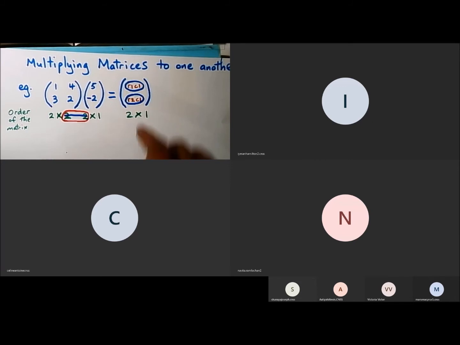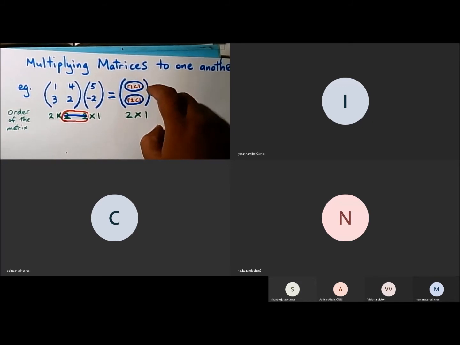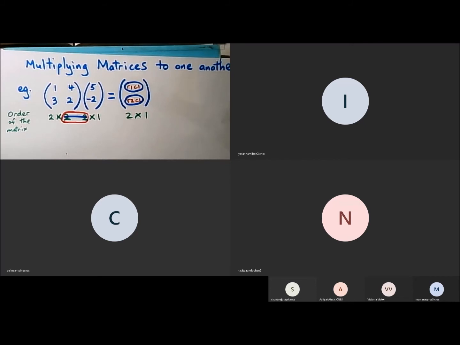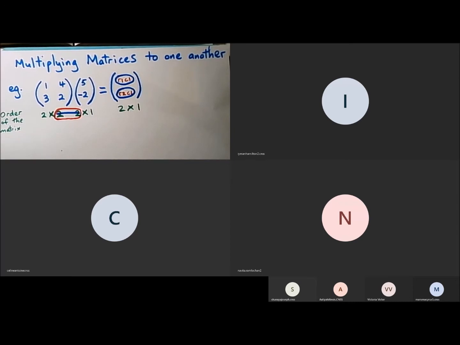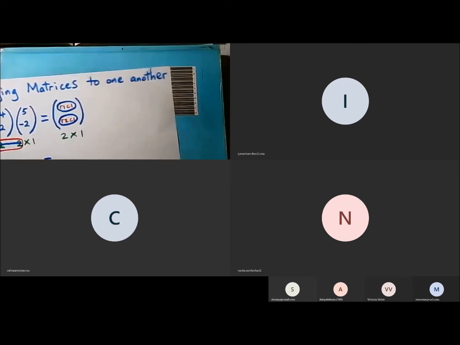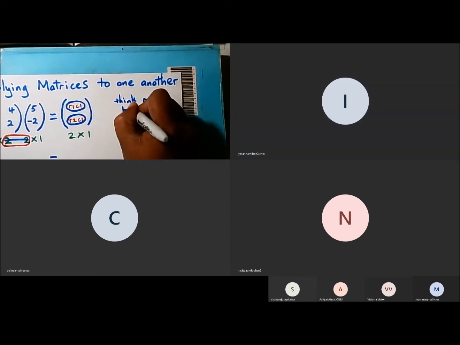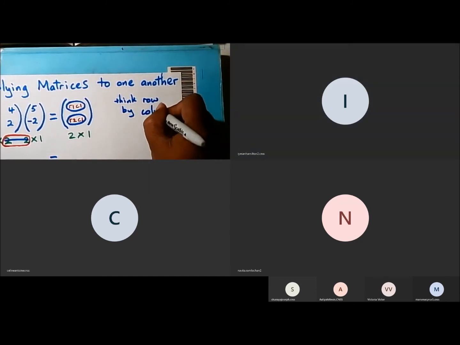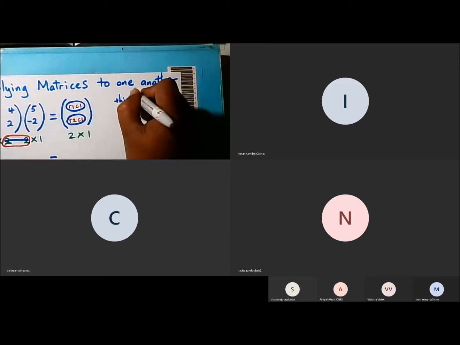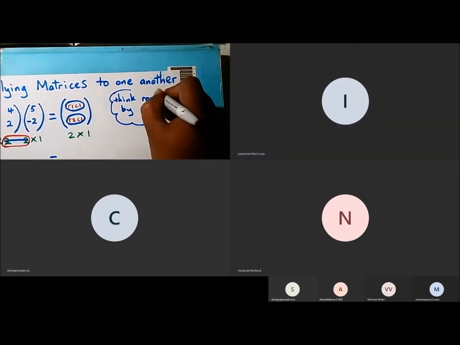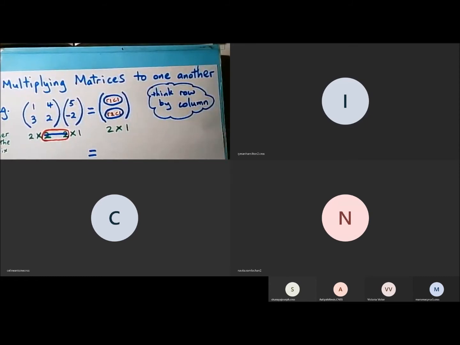Okay, so far you're familiar that that was like in your homework which you was doing in the past, right? Good. Stop me if you have any questions. Okay, what we do next is you must think row by column. Remember, that is a very popular phrase whenever we talk about matrices. Think row by column. And I'll explain what we do now.